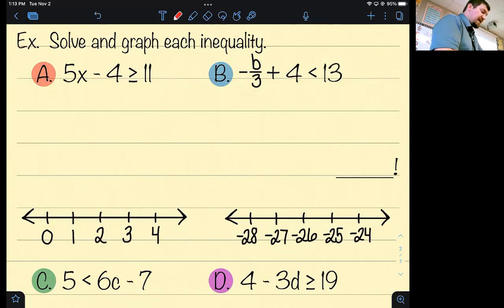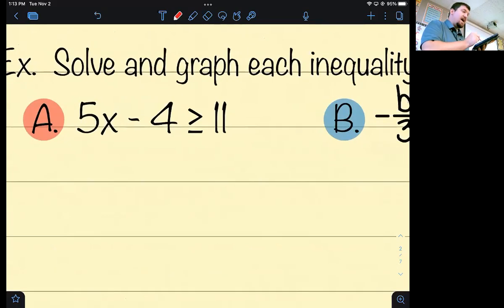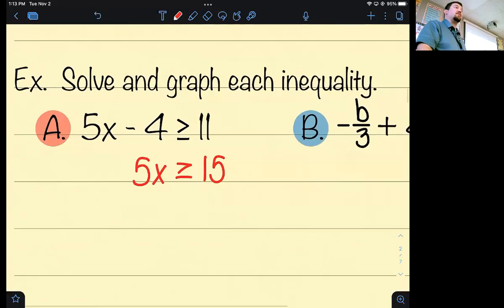So for the first example, 5x minus 4 is greater than or equal to 11. What's the first thing I would do to solve this? Xander? Add 4. Okay. I think we're past the part of me adding plus 4 and plus 4 to both sides. So when I do that, I get 5x is greater than or equal to 15. By the way, feel free to put plus 4. I have no problems with that at all. My next step is to do what, Martin? Perfect. What is 15 divided by 5?